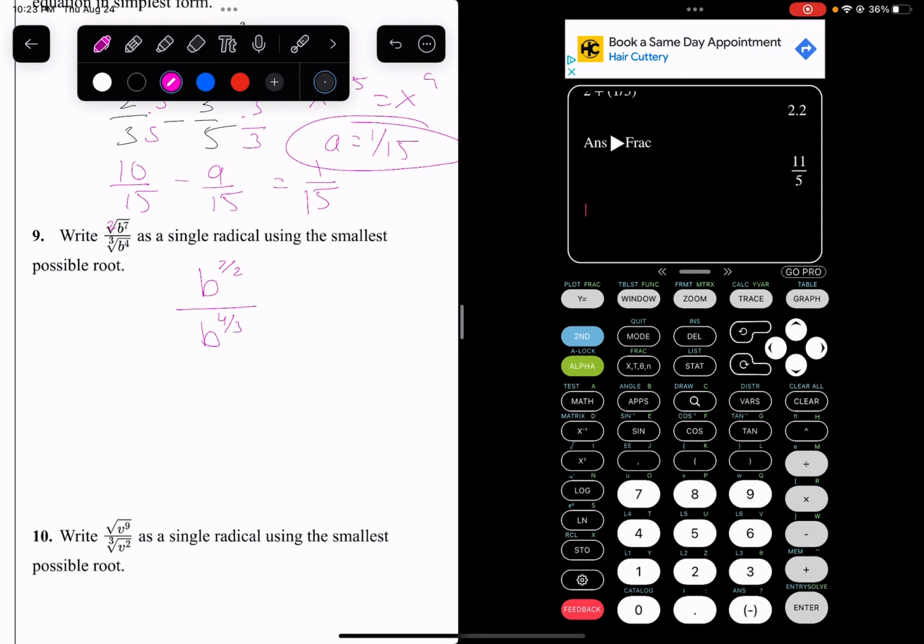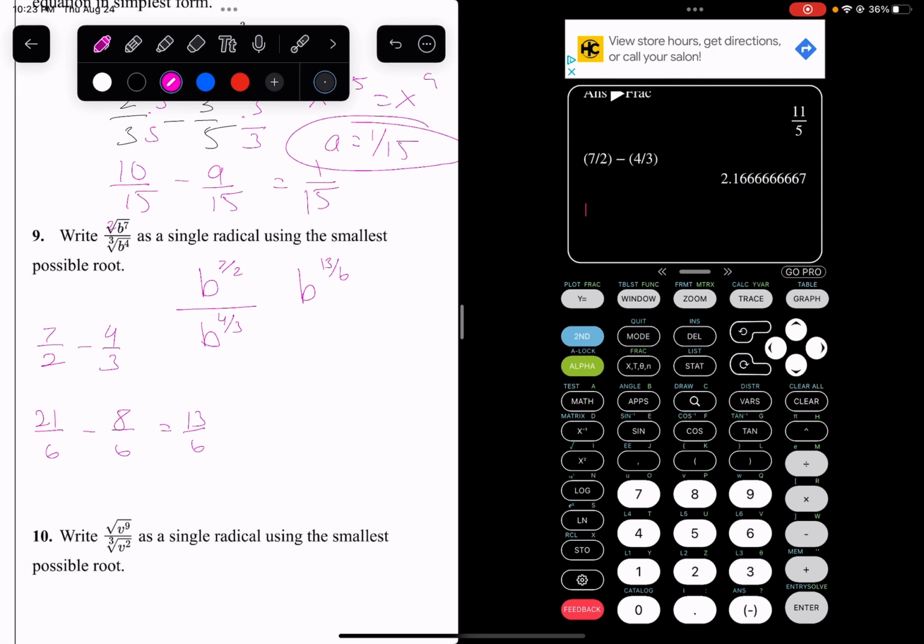All right. When we do top minus bottom, we get 7/2 minus 4/3. Our common denominator is going to be 6. So we get 21/6 minus 8/6, which is going to get me 13/6. Okay, so I get b to the power of 13/6. If you don't know how to add and subtract fractions on your calculator, you're going to do 7/2 minus 4/3. That gives you a gross fraction, so you just do math enter, and you get 13/6.